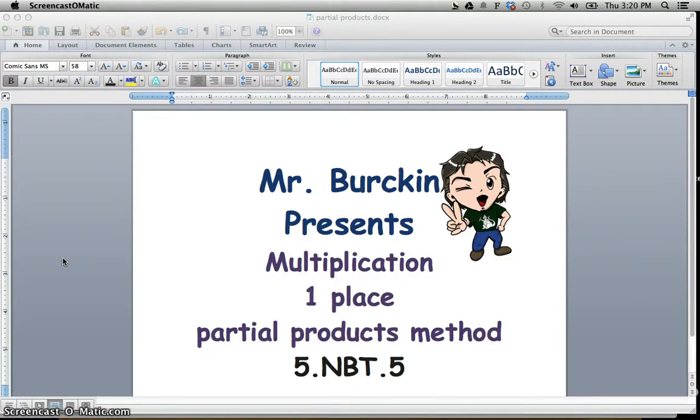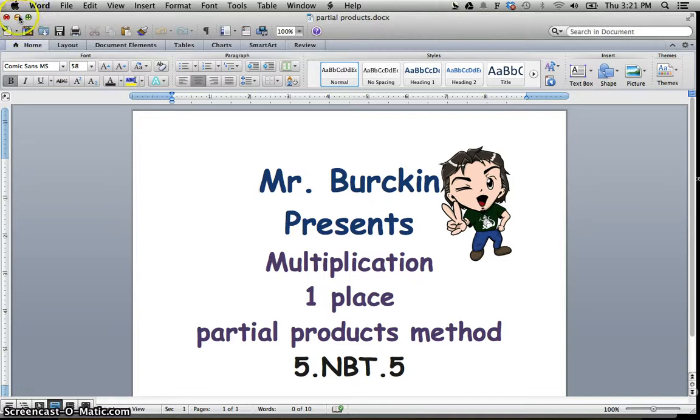Today we're going to be looking at one place multiplication using the partial products method. And this is Common Core Standard 5.NBT.5, which simply is about multiplication. We will eventually be doing what's called the standard algorithm. But for today, I want you to review what you were doing last year, which is the partial products method.